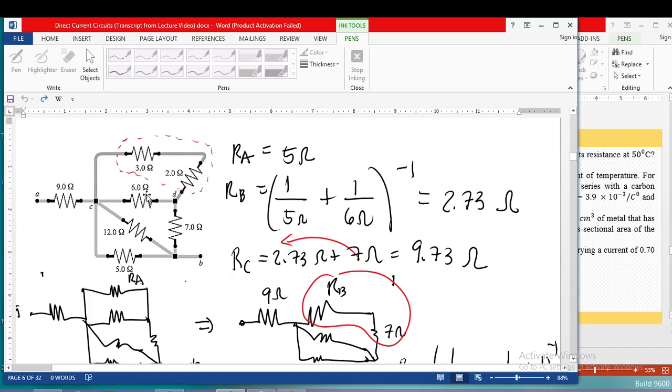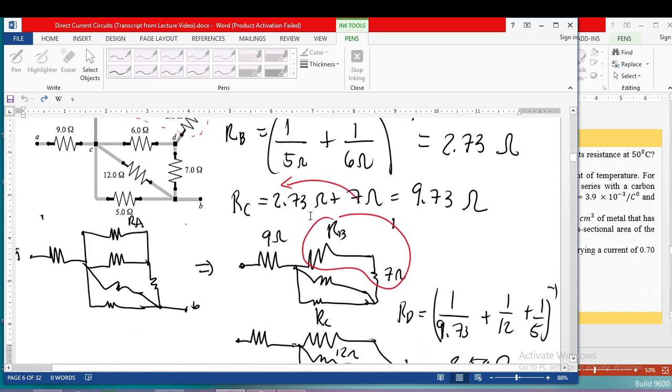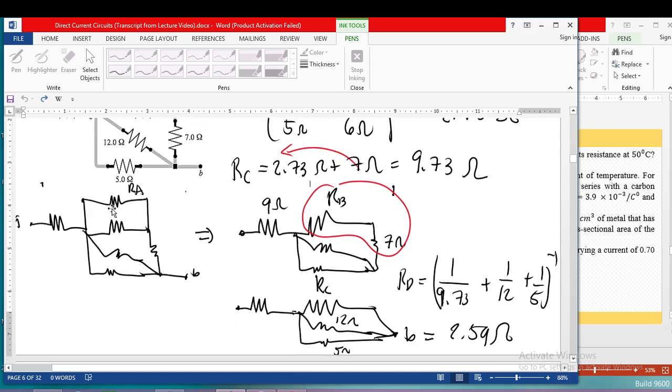And then this 2.73 ohms is actually in series again with the 7 ohms. Okay, as you can see here. So that is why I add them together. So we have 2.73 plus the 7 ohms, which is equal to 9.73. Okay? So therefore, na-reduce niya siya into 1 resistor, di ba? So we have 9.73. So this is actually the reduction technique.